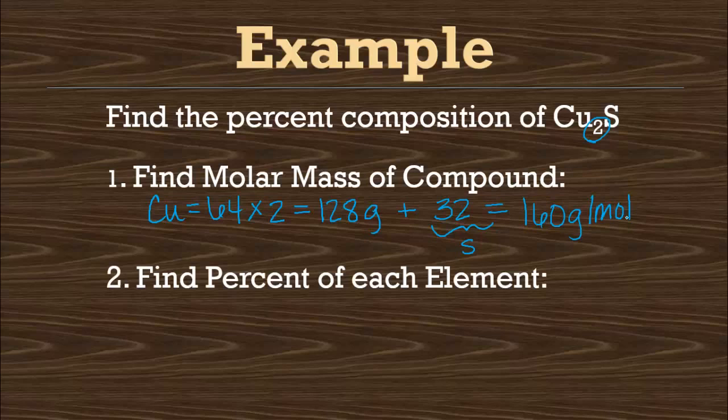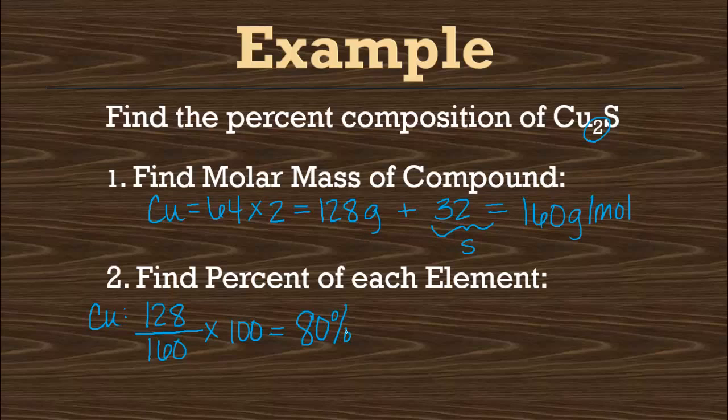Once we have the compound's mass, we find the percent of each element. We take the total mass that element contributed to the formula and divide that by the total formula mass. So for Cu, I am going to take 128, not the 64, because I have 2 of them. I want the total that it gives to the formula. So I'm going to take 128, divide that by 160, and multiply it by 100. And that comes out to 80%.